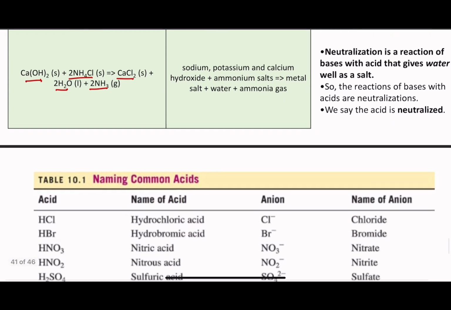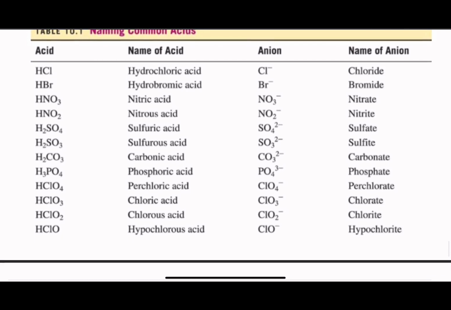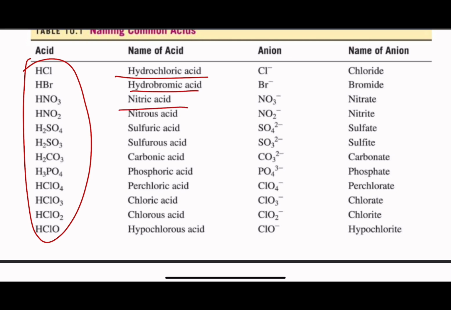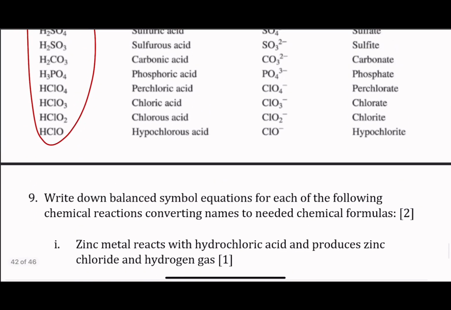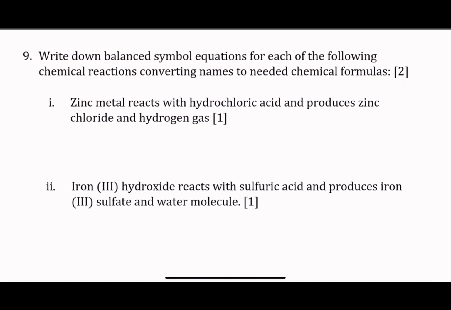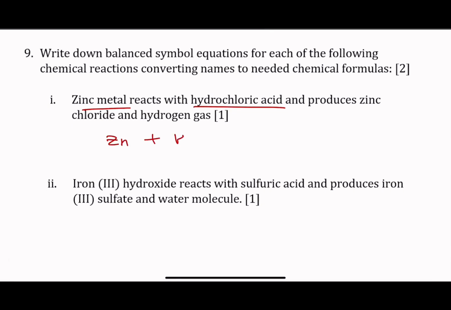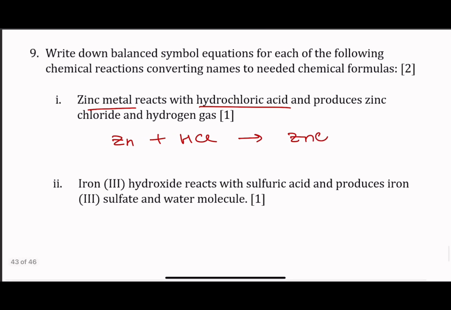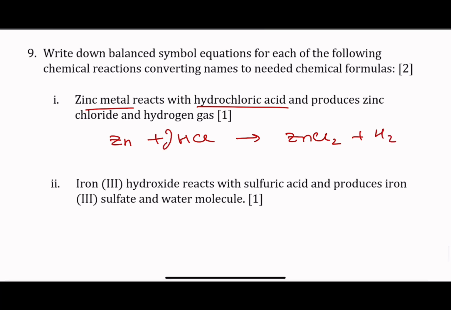Okay, so please go through these reactions. Remember to check out the names, because we're going to give you the names of the acids, and we will expect you to write the formula. And then write the symbol equations. So zinc metal reacts with hydrochloric acid. We will expect you to write your reactions. This is the product, so ZnCl2 plus H2, and we expect you to balance it. Once you do this, you can perform your stoichiometry or thermochemical calculations.